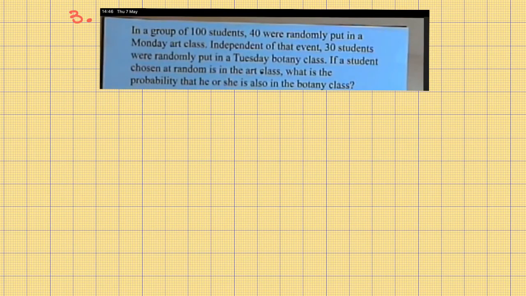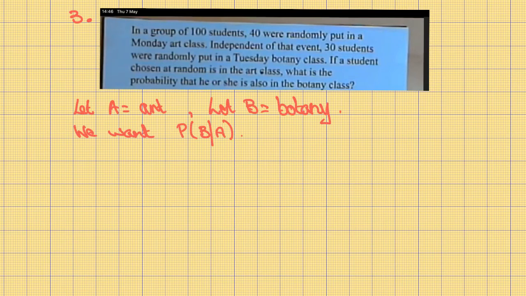Example 3. In a group of 100 students, 40 were randomly put in a Monday art class. Independent of that event, 30 students were randomly put in a Tuesday botany class. If a student is chosen at random and is in the art class, what is the probability that he or she is also in the botany class? Let A equal art, let B equal botany.